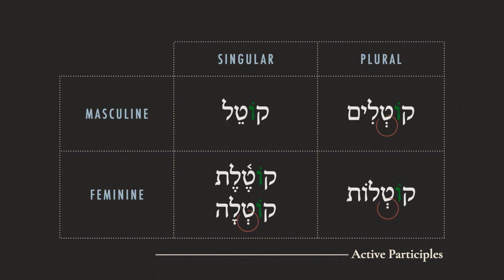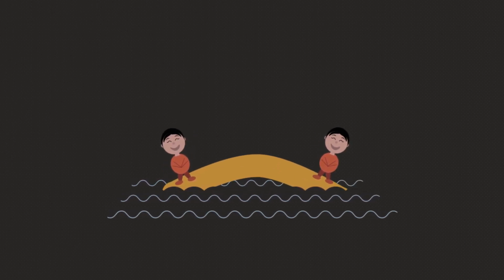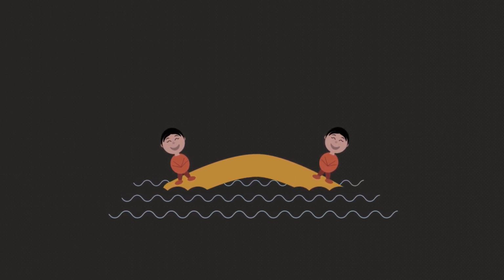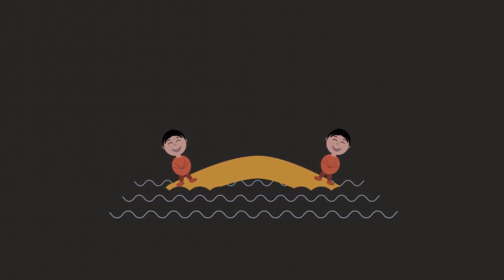Do you notice the vocal shva under the tet there in the middle? This is the phenomenon we have seen before, where you have two kids on an inflatable raft in a pool, and when they're sitting on each end of the raft, the middle kind of pops up out of the water. That's what we're seeing in the chart. You have lightening of the vowel in the middle.